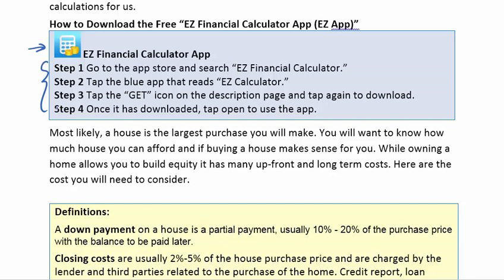So most likely a house is the largest purchase you'll ever make. You'll want to know how much house you can afford and if buying a house makes sense for you. While owning a home allows you to build equity, it has many upfront and long-term costs. And here are the costs that you need to consider when you're owning a home.